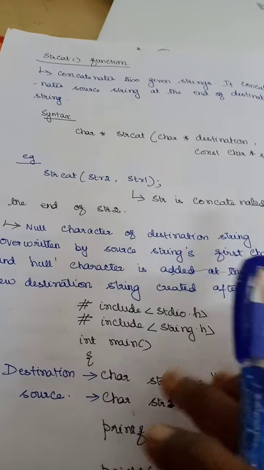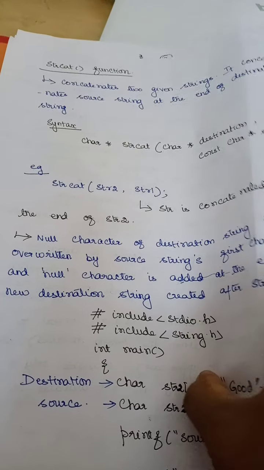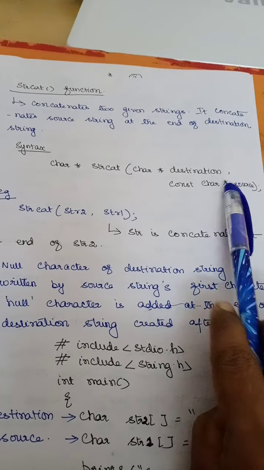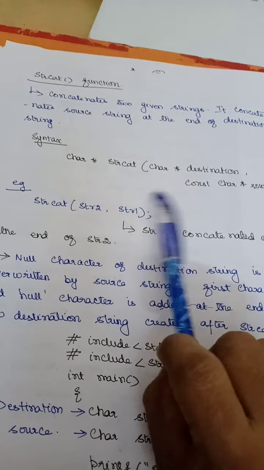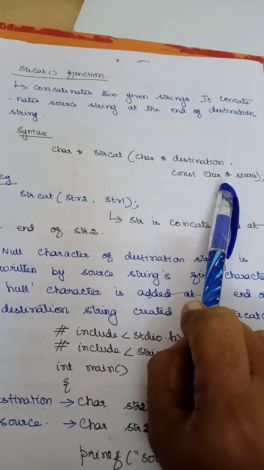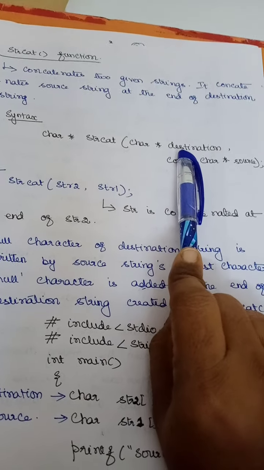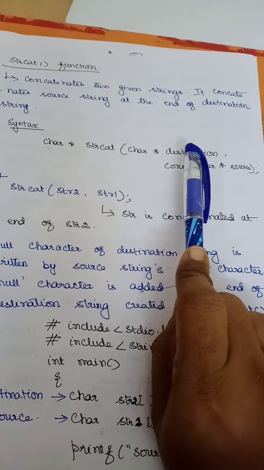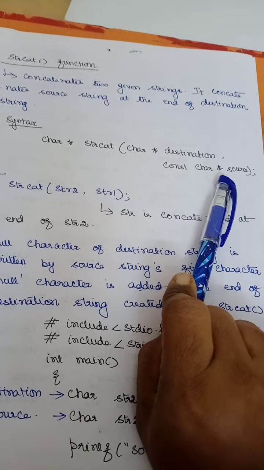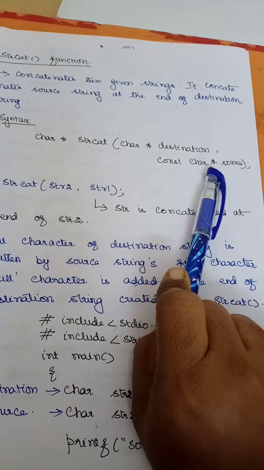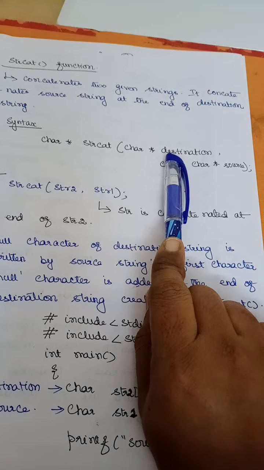So first we are going to see the strcat function. Already I told you the strcat function concatenates the two given strings, right? It attaches the source string to the end of the destination string. So in the destination I have a null character, and that null character will be overwritten by the first character of your source string. Is that clear? So the source will be copied to the destination.